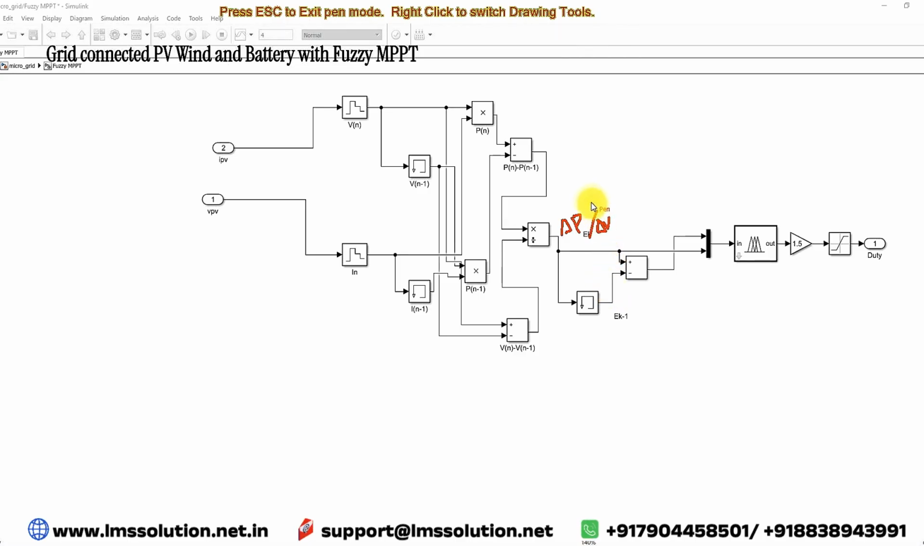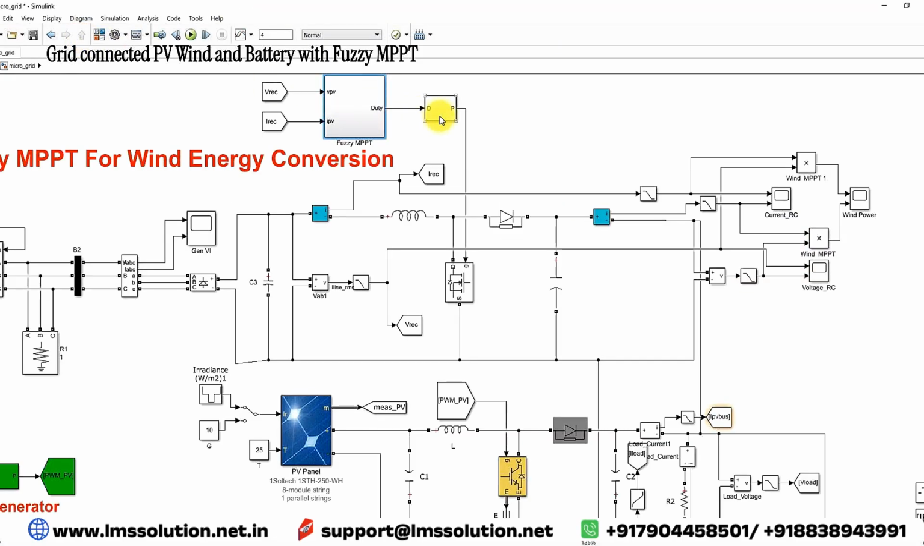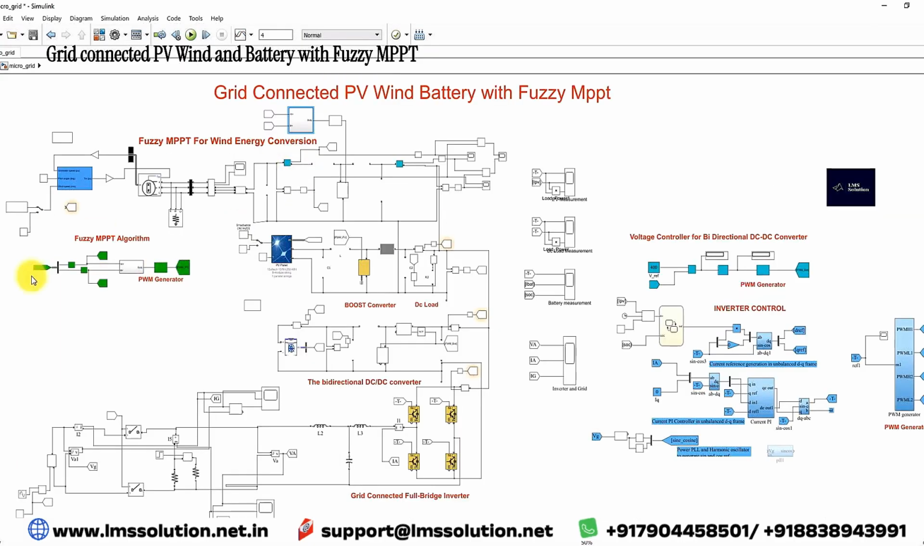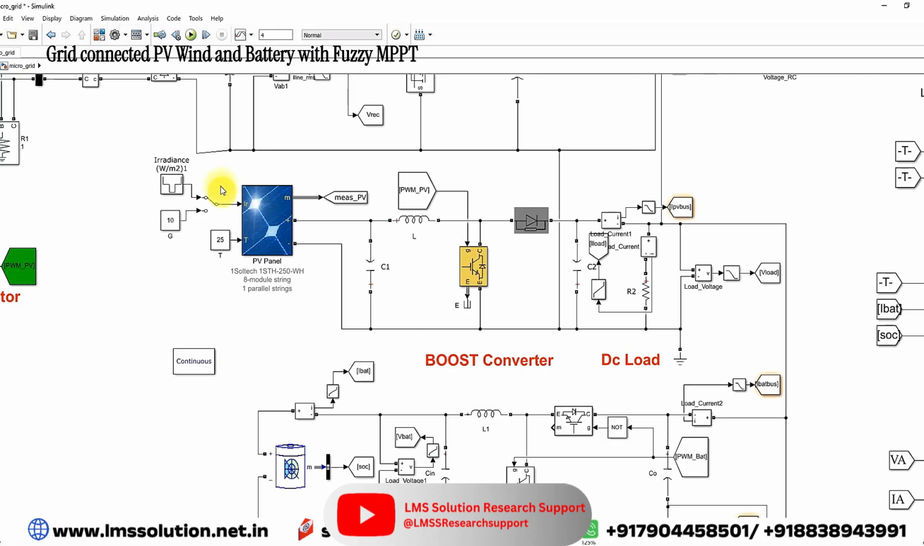Here we consider del P divided by del V as the error, and then you have to calculate the change in error. The error and change in error will be given to the fuzzy logic controller. The fuzzy logic controller will generate the duty cycle. The duty cycle will be processed via the PWM generator. This PWM generator will generate the pulse. This pulse will control the MOSFET of the boost converter in order to extract the maximum power from the wind energy converter.